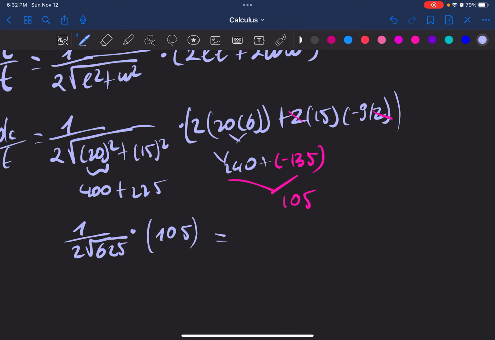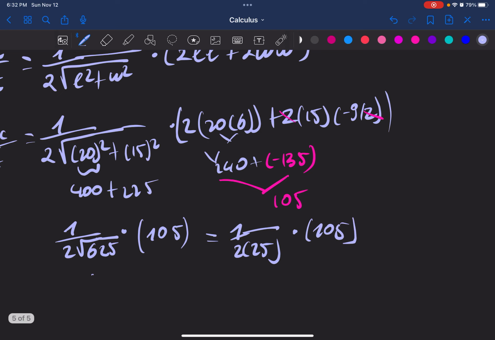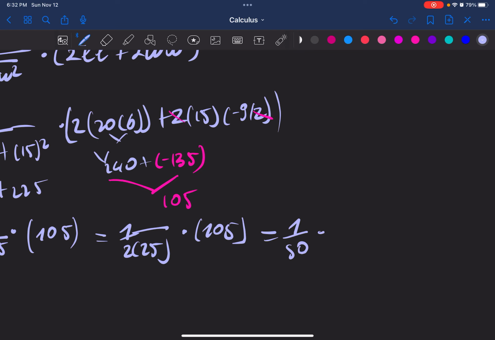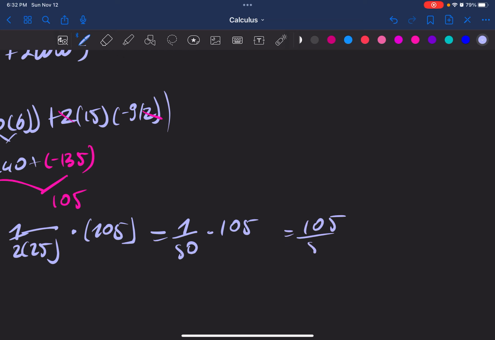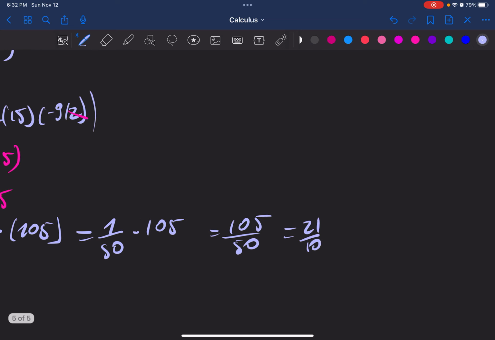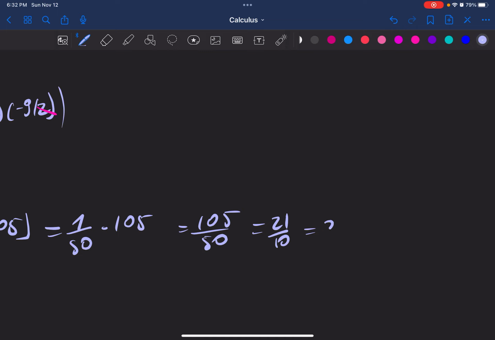The square root of 625 is 25. So I end up with 1 over 2 times 25 times 105. So I end up with 1 over 50 times 105, which is 105 over 50. And you can simplify that. 105 over 50 is the same as 21 over 10, which is, in decimal form, 2.1 centimeters per second. So this is the rate at which the diagonal line is changing at the same moment that all of this is happening.